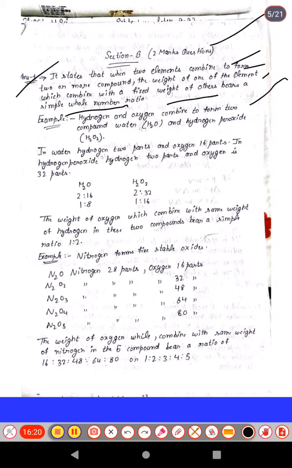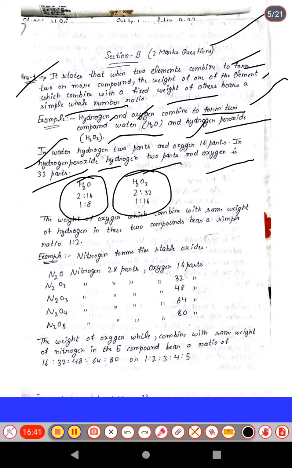For example, hydrogen and oxygen combine to form two compounds, water and hydrogen peroxide. In water, hydrogen is 2 parts and oxygen is 16 parts. Similarly, in hydrogen peroxide, hydrogen is 2 parts and oxygen is 32 parts. So the example is shown here, H2O and H2O2. In water, 2:16, that is 1:8, and in hydrogen peroxide, 2:32, that is 1:16. The weights of oxygen which combine with the same weight of hydrogen in these two compounds bear a simple ratio, that is 1:2. So this is one example.